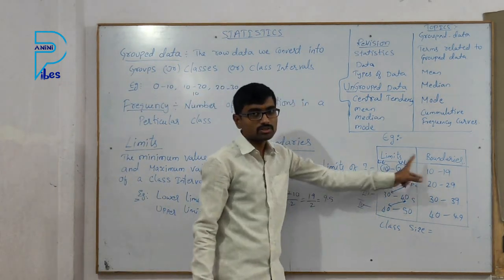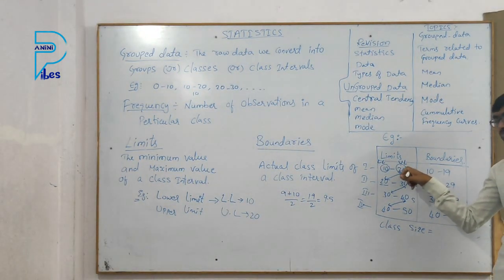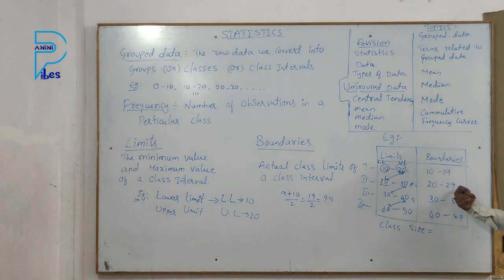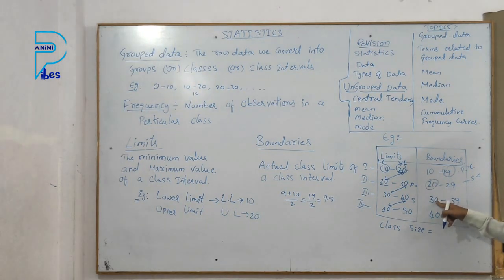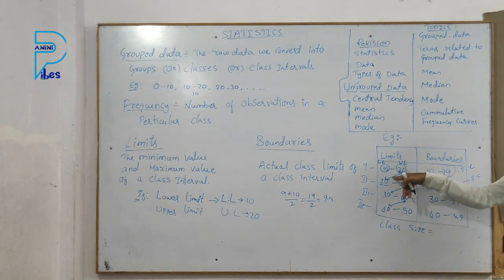Here you can see the difference between these two class intervals. Here the maximum value of the preceding class interval is the same as the minimum value of the succeeding class interval, but here it won't be like that. The maximum value of the preceding class interval is not the same as the minimum value of the succeeding class interval. Here also these both are not the same, these both are not the same. So as they are not the same, we have to convert these into equal values, the same as in the limit.